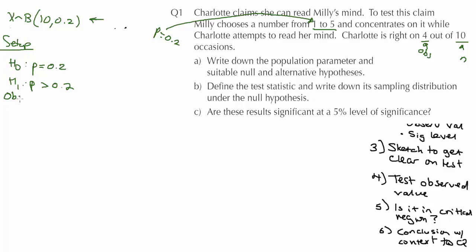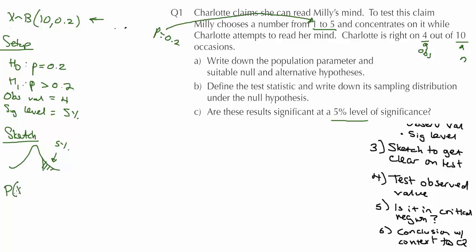So I reckon observed value is 4 and sig level is 5%, which it says here. So right, let's do a quick sketch. We're testing, is it in this top 5% here? So does 4 fall into here or here? So we're saying, is the probability of being greater than or equal to 4 less than 0.05? That's when it'll be in the critical region. That's where it'll fall into this bit.